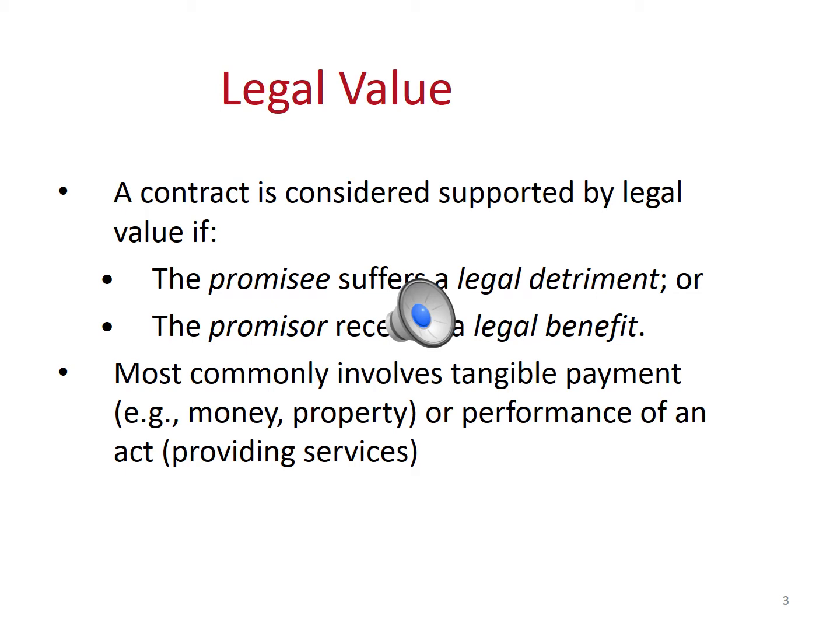So legal value overall means the value that the law recognizes. It can be the legal detriment or the legal benefit. Legal detriment means the detriment that the law recognizes, which means that you are doing something that the law does not require you to do, or you prevent yourself from doing something that the law allows you to do. Legal benefit means the benefit that the law recognizes as a legal value, for example, a sum of money or a property. Of course, the property must be something that the law allows people to possess. Or it can be performing something that is valuable to another person.